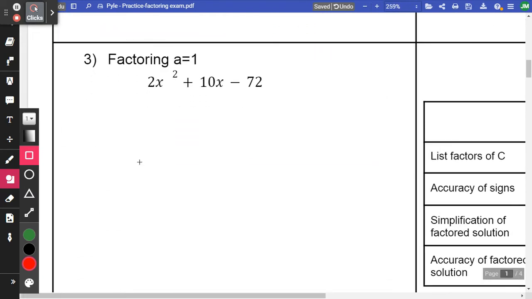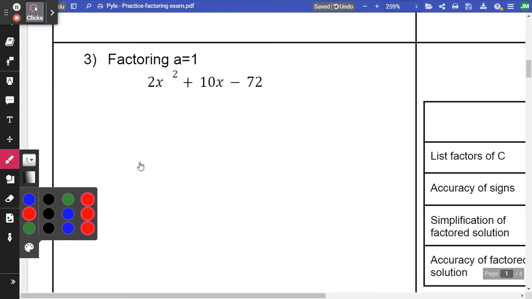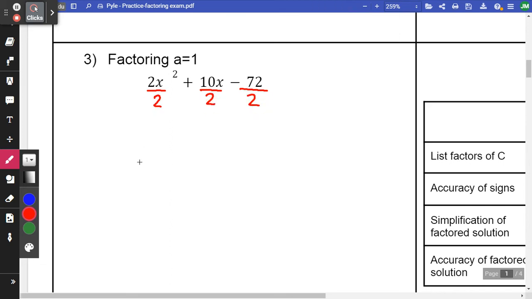All right, number 3, factoring when a is not equal to 1. That should be a hint that there is a greatest common factor between them. So let's divide out a 2 to begin. The 2 on the outside, simplify, 2x squared, plus 10 over 2 is 5x, and 72 over 2 is minus 36. All right, so our new c is 36.